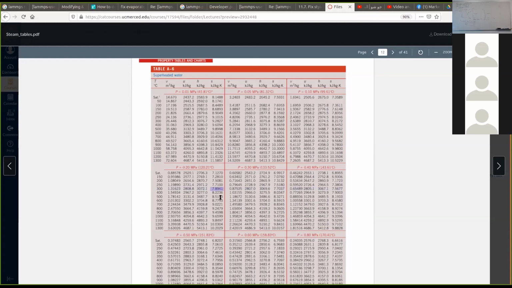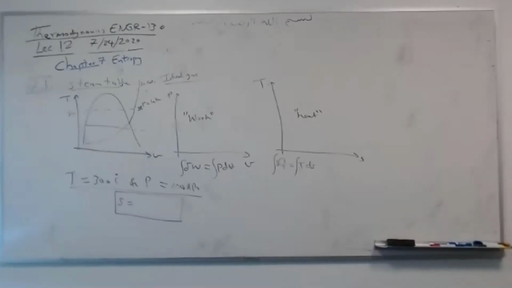So the answer to this question is at 0.2. If it's 0.15, you need to get this value plus this value at 0.1 and 0.2, this one plus this one over 2, interpolation or average. Okay, guys? So the solution for this problem is just 7.8 something.